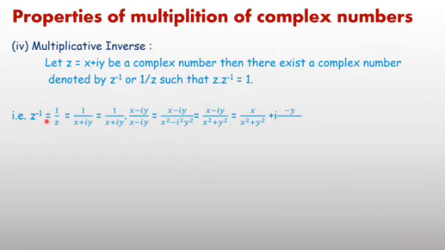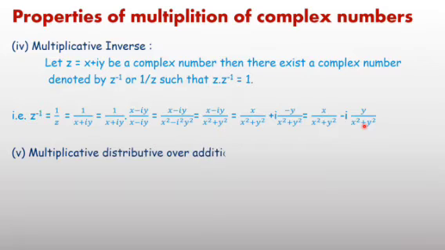With Z inverse equal to 1 upon Z, and since the value of Z is x plus iy, 1 upon x plus iy equal to 1 upon x plus iy into x minus iy upon x minus iy. Just multiply and simplify, you will get this result: x upon x square plus y square minus iy upon x square plus y square. That is the multiplicative inverse.